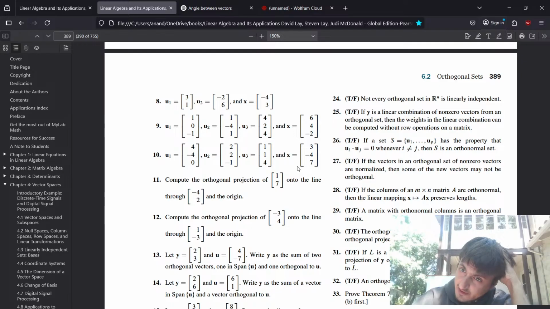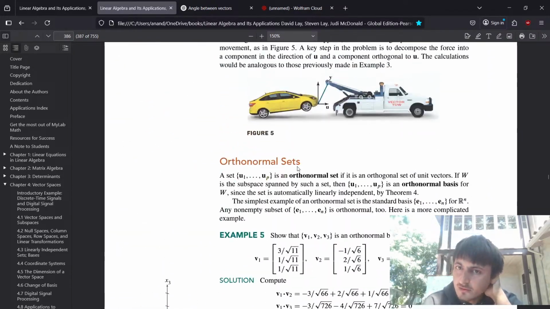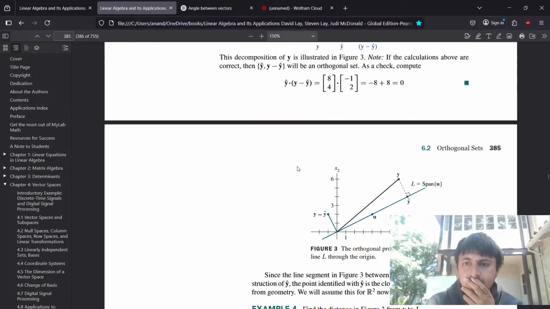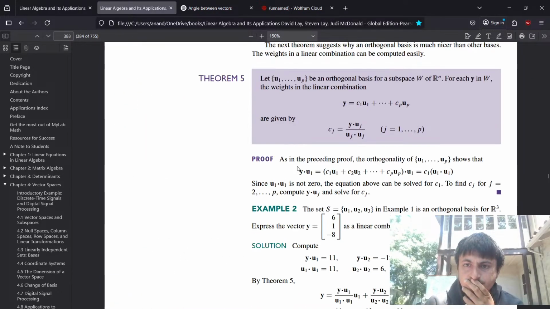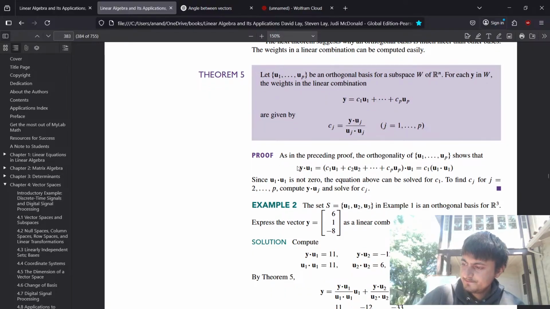If y is a linear combination of non-zero vectors from an orthogonal set, then the weights can be computed without row operations. Is it orthogonal or specifically orthonormal? Wait, did I switch over? Yeah, I did. Okay, yeah, so that's true.